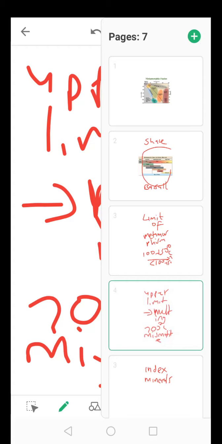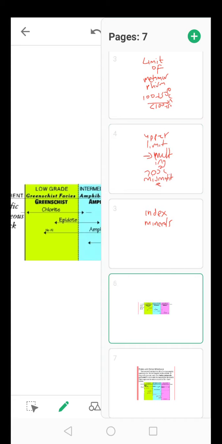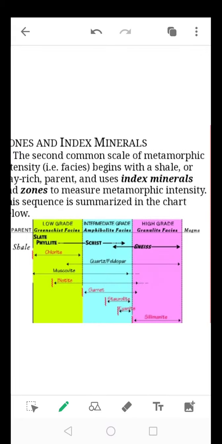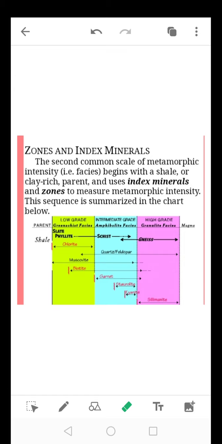I was telling you that you have to understand the different protoliths. You have to understand the different protoliths. Now, remember, I was telling you that we have the metamorphic zones, which are the regions that are bounded by the first appearance of the mineral. And then we talked of metamorphic facies, we talked of the index minerals.